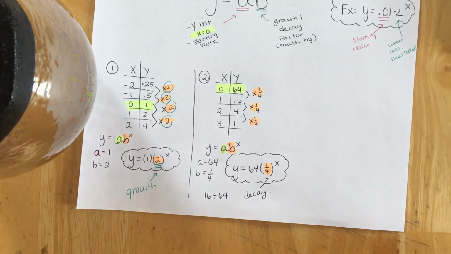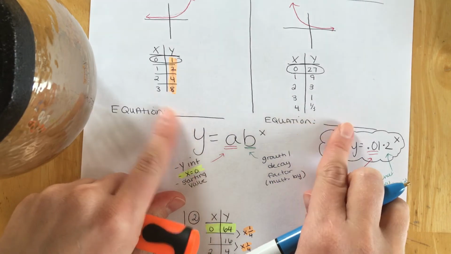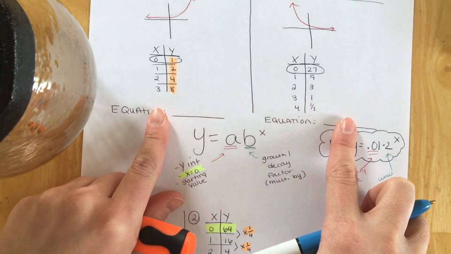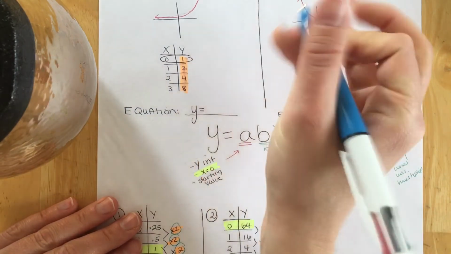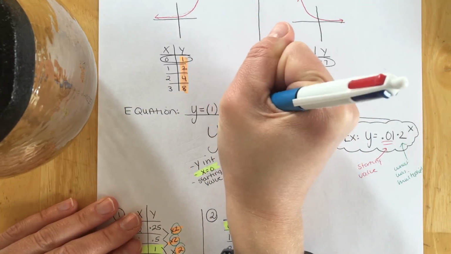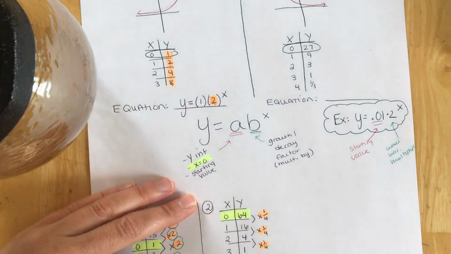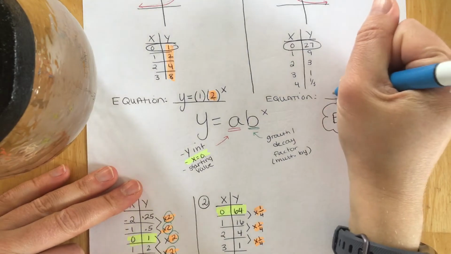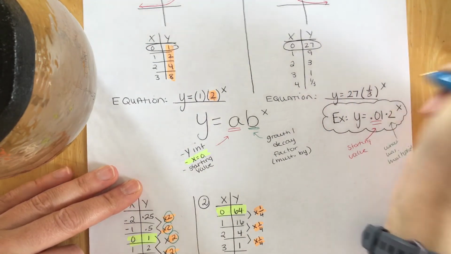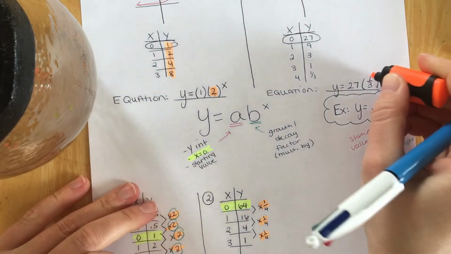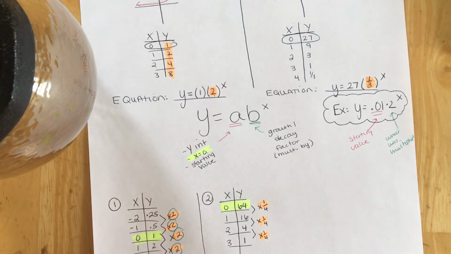Okay, so up here, I'm going to quickly write these equations for you. I mainly want these as examples so that you can see the difference between a growth and a decay equation. This equation would be y equals 1 times 2 to the x. When this number is greater than 1, it's a growth, okay? This equation right here would be y equals 27 times 1/3 to the x. When your b is in between 1 and 0, I should say, less than 1, it's going to be a decay, okay?